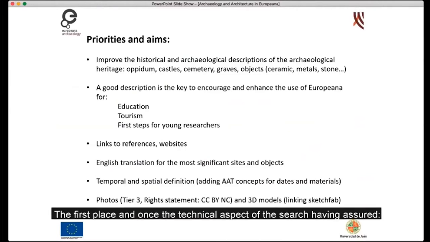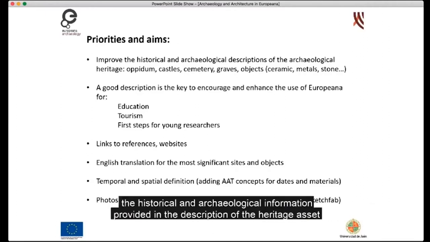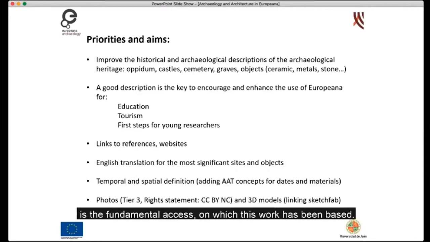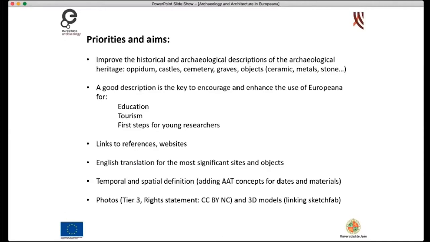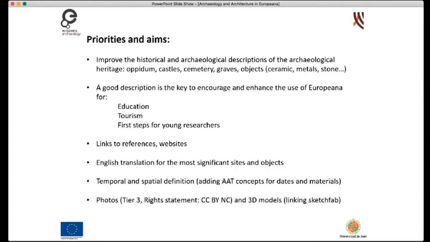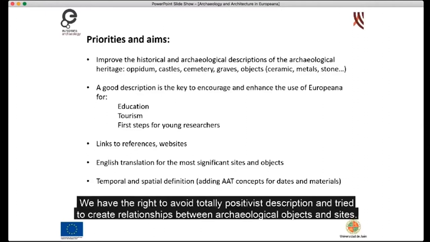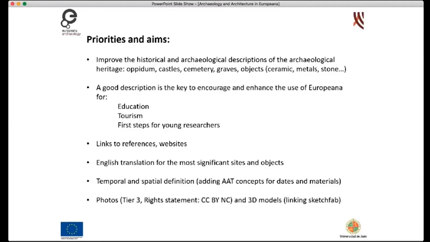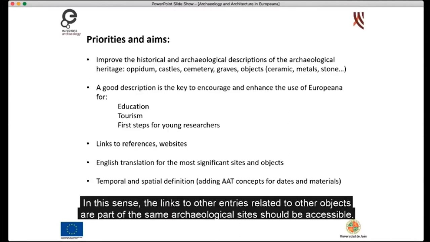In the first place, and once the technical aspects of the search have been assured, the historical and archaeological information provided in the description of the heritage asset is the fundamental axis on which this work has been based. This information is what is really interesting for potential visitors to our collections, that is, students, young researchers, and tourists. We have tried to avoid totally positivist description and to create relationships between archaeological objects and sites. In this sense, the links to other entries related to other objects or part of the same archaeological site should be accessible.